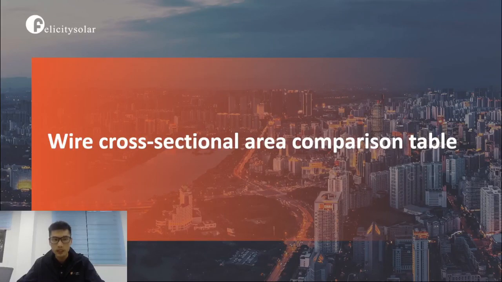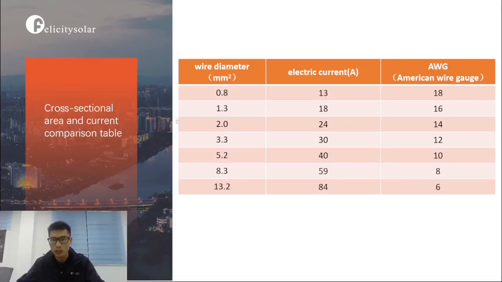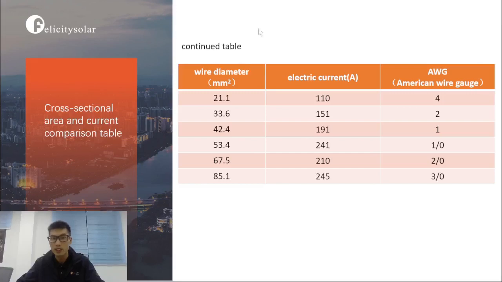And then here is the wire cross-sectional area comparison. If it's 24, it should be 2. If it's 30, it should be 3.3. If it's 40, it should be 5.4. If the current is 59, then the size of the wire should be 8.3. If it's 48, it should be 13.2. And one more thing should be mentioned, which is the AWG. If you are living in a region that uses the American standard, then you should check the AWG. But if you are not, you can just check this. And we go on. Here is the continued table.